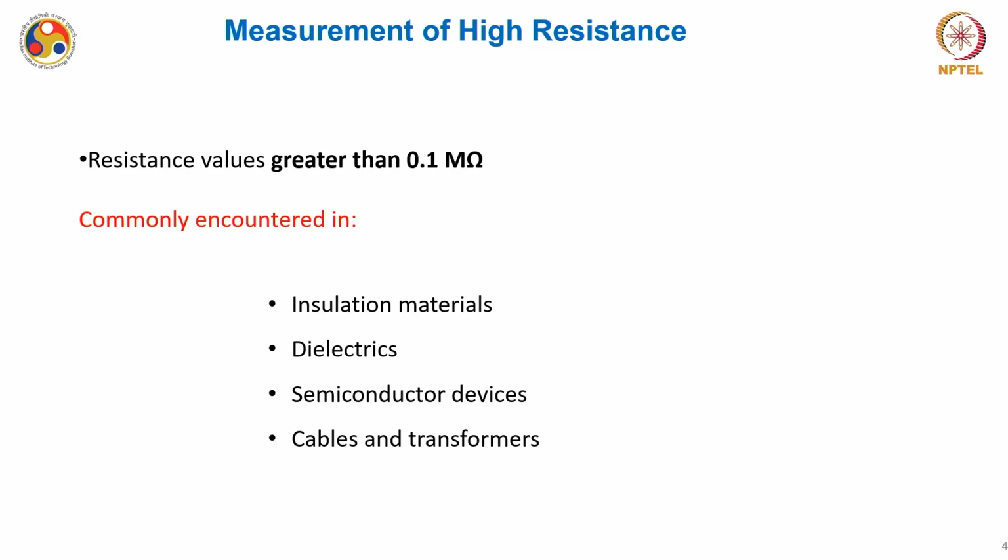Okay, sometimes in electronics, particularly in semiconductor devices, when you talk about, say, reverse bias junctions, you may encounter very high resistances. This is not something impractical. This is very practical, and we have to come up with a certain method by which we can measure this kind of high resistance.